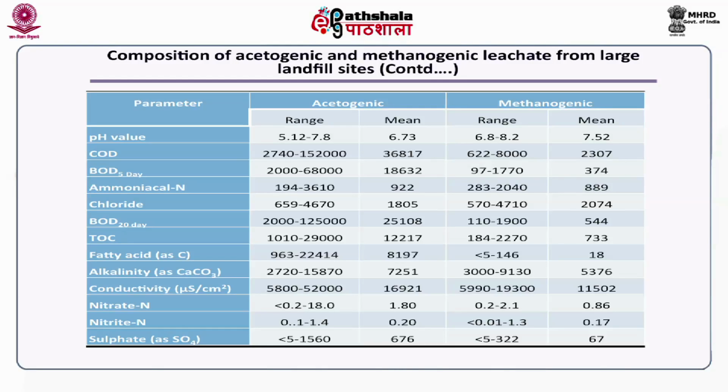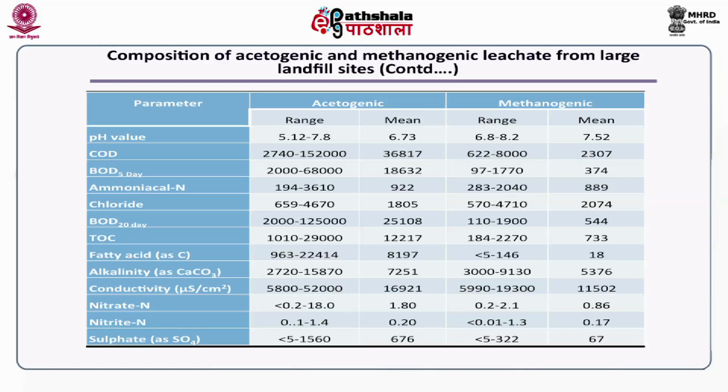Now, all the values are provided in milligram per liter except for a few values like the conductivity, pH and so on, which are not in milligram per liter. So, if you compare acetogenic and methanogenic leachate, the pH value of the acetogenic leachate is 6.73 and in methanogenic it is up to 7.52, because you all know the methanogenic bacteria become active only in a slightly alkaline pH. Now, when you talk about the COD, the COD values are very high at the acetogenic phase compared to the methanogenic phase, because by that time the COD would have been utilized by the bacteria and converted into methane.